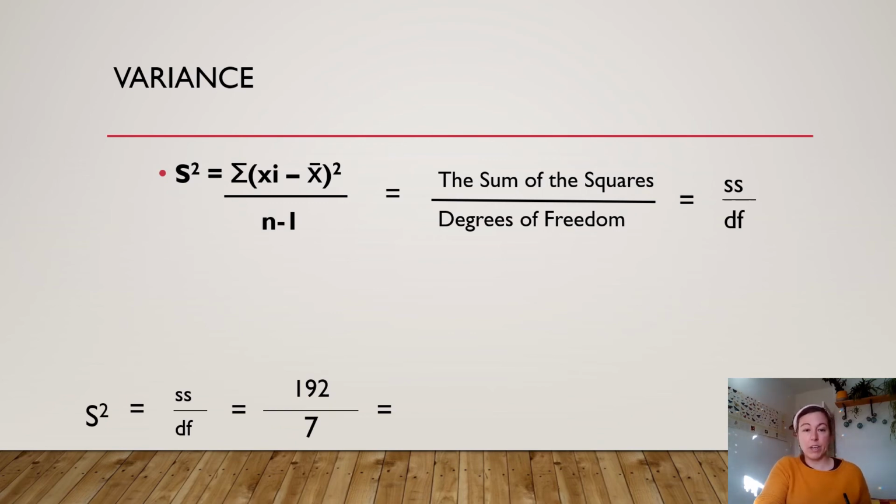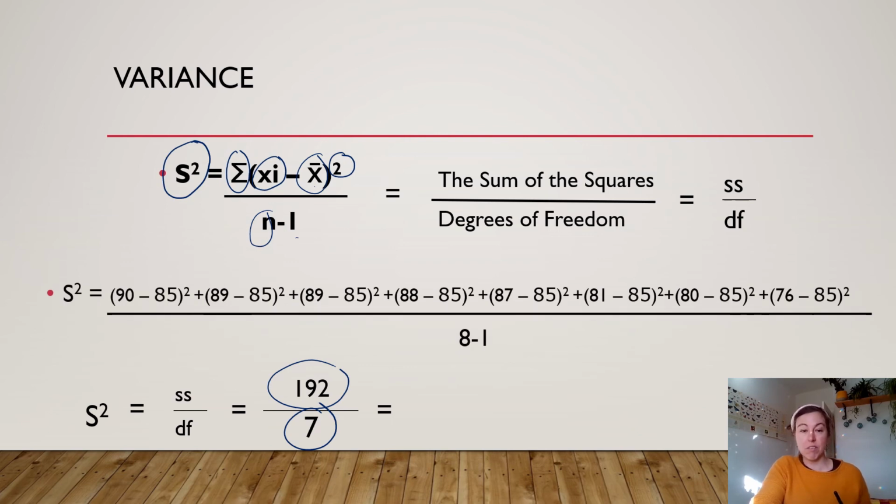here's our equation, right? S² is the symbol for variance. We took all our numbers, we subtracted the mean from them, we squared them, and then we added them all up. We got 192. There are 8 points in our data set, minus 1, there's our 7.